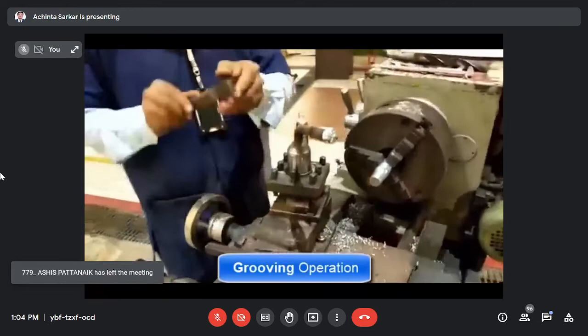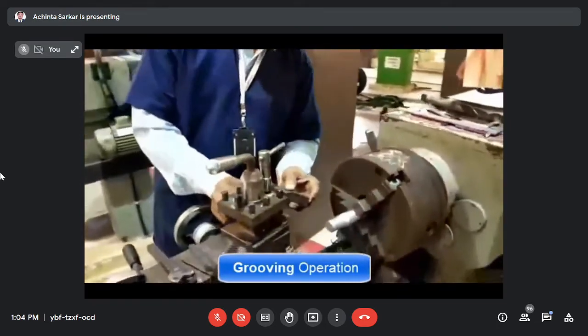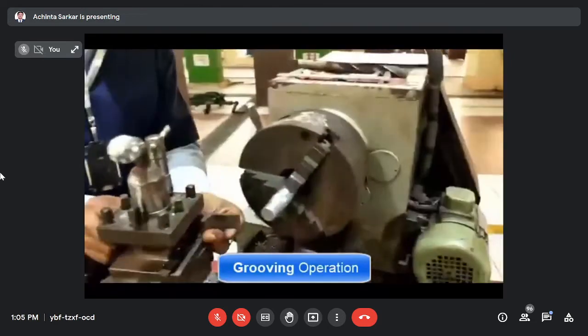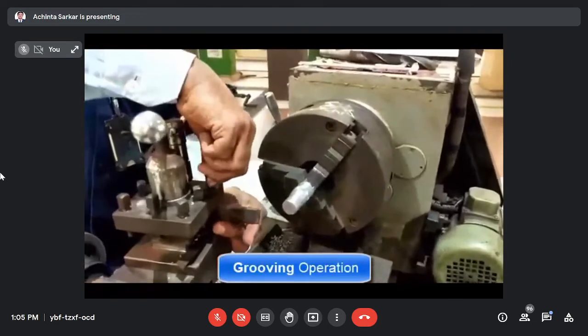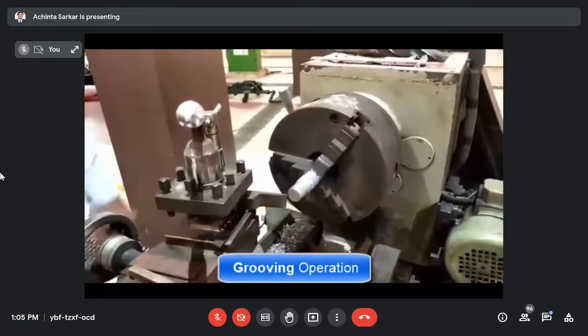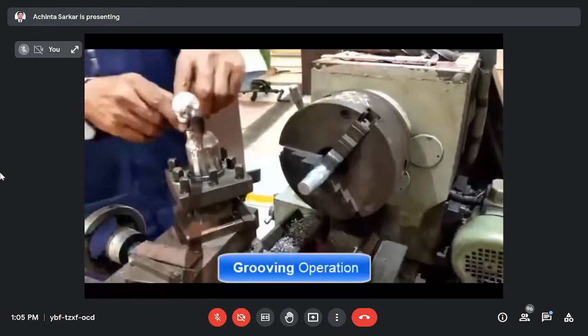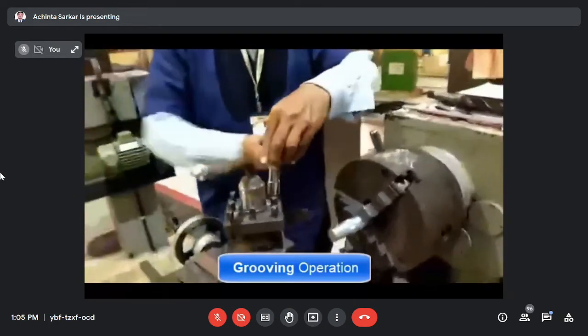Going to start the grooving operation. This is the cutting point, and you have to set the cutting point to the top side. On this side you have to hold the tool post. This cutting point should be at the proper center height. Then tighten the cutting tool with the help of the tool post key.